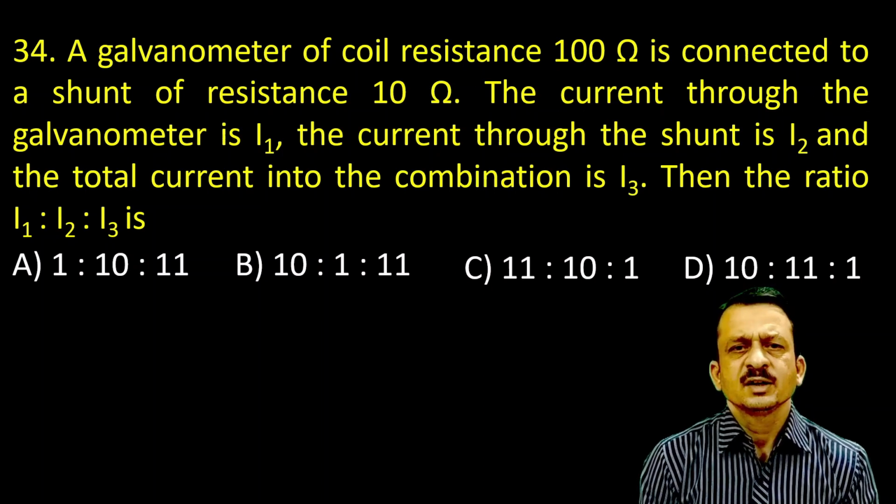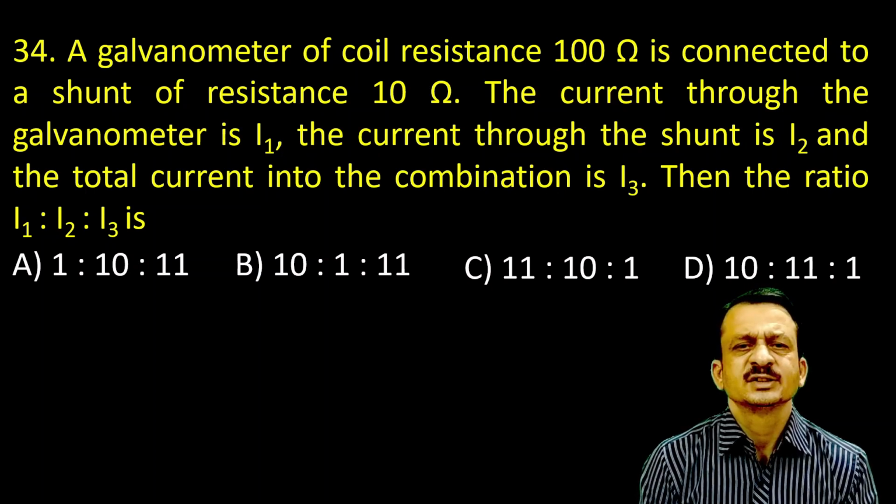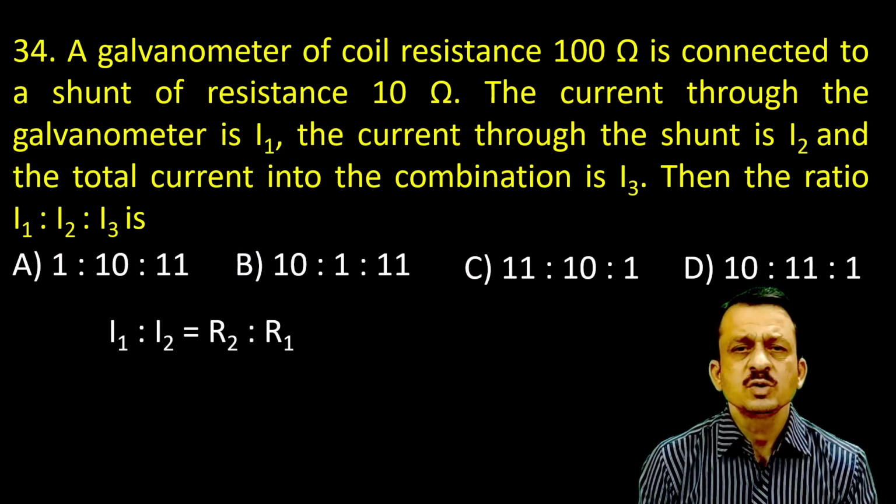Now we know that the current and resistors should be in the inverse ratio. The current flowing through the galvanometer and the shunt should be in the inverse ratio of their resistance. Therefore, I1 is to I2 should be equal to R2 is to R1.